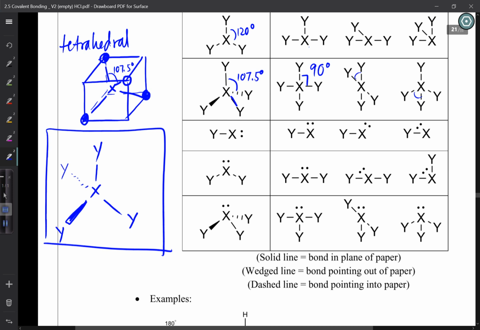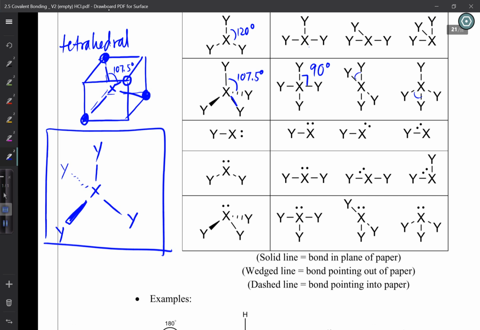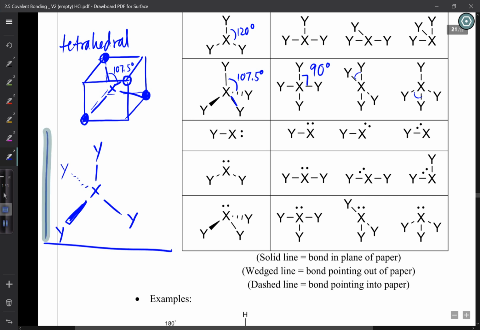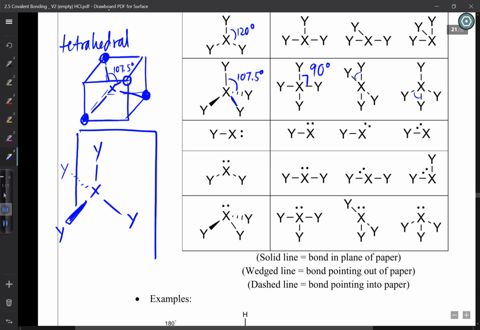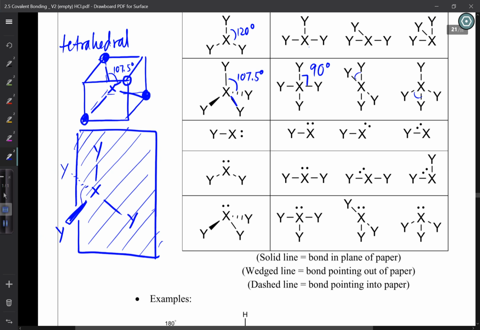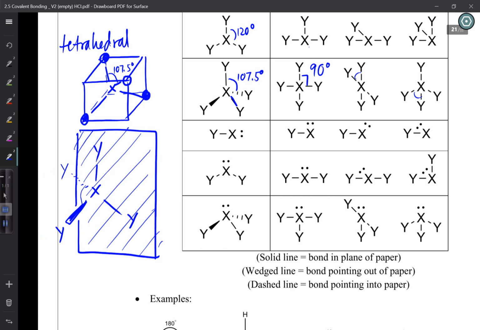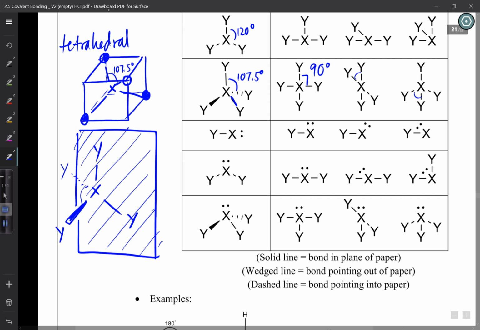Understand? Maybe I shouldn't draw it this way. Maybe I draw the solid wall this way, which will be outwards. Easier, right? I just shade it. Basically the dotted line is behind. Just imagine I have a paper and then it cuts this angle. So basically, let's say this is the center. One Y over here, one Y over here, and then one over here, and one over here. The solid wall will be primary. So this is what it means.